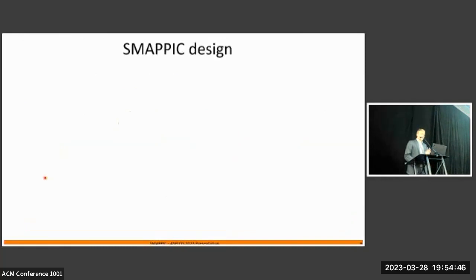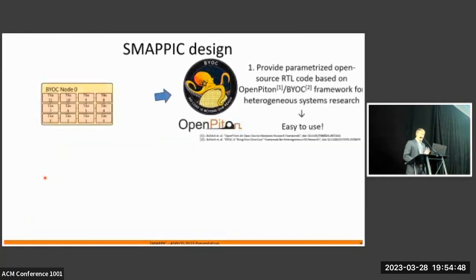SMAPPIC is based on three big pillars. The first one is open source code base. We base our work on OpenPiton or BYOC framework for heterogeneous systems research. We also provide an open source code base, so you can take our code as a template for your designs, and you can use our parameterizable Verilog to change the parameters of the system. This way we are trying to make it easy to prototype your designs in FPGA.